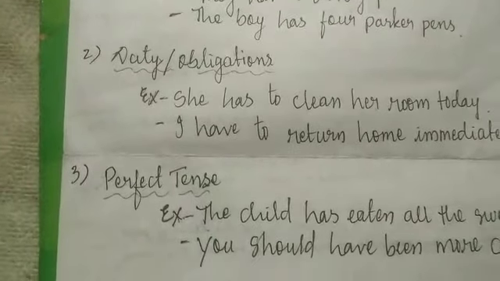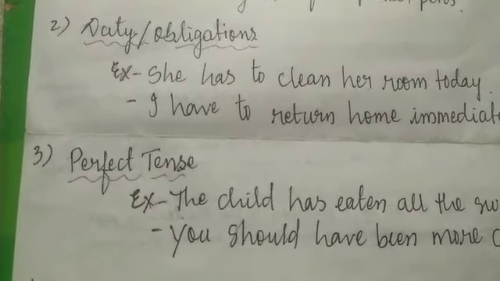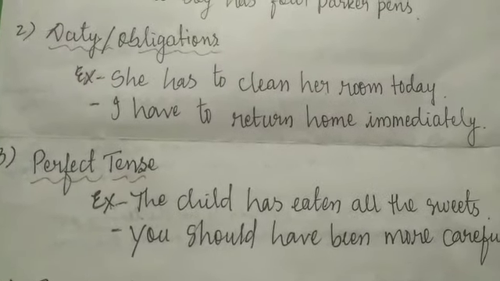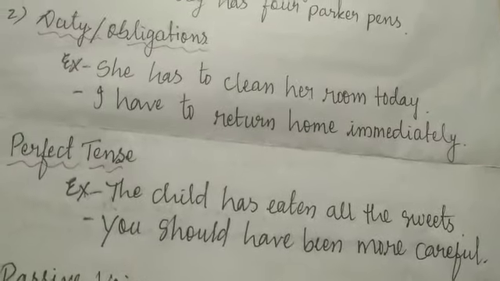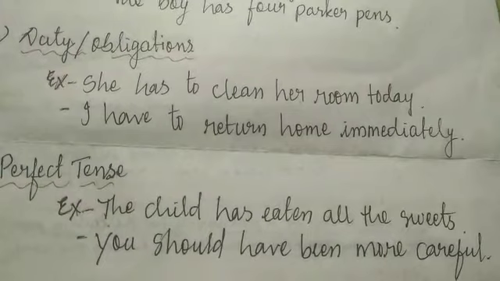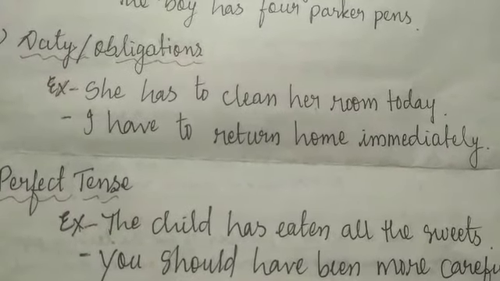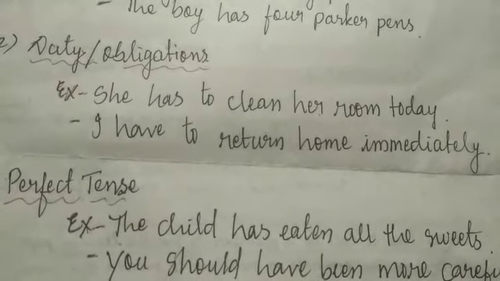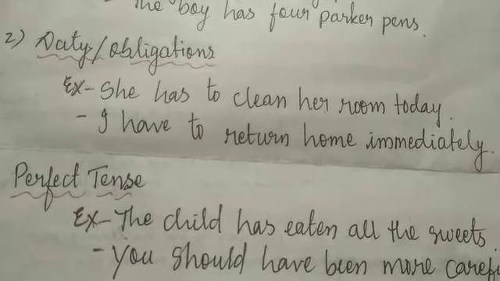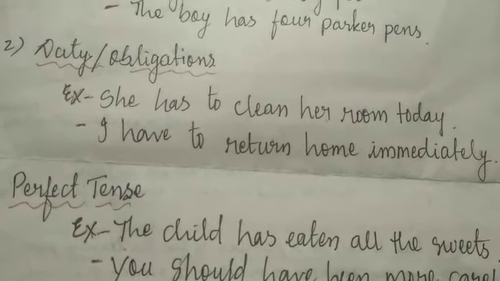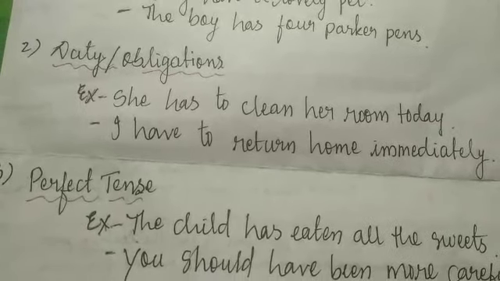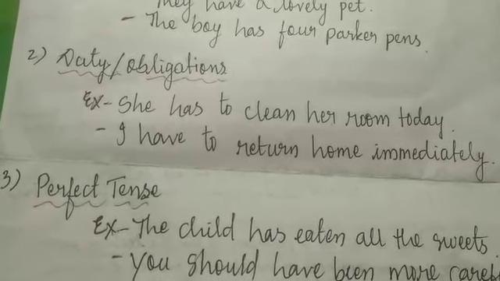Now the third function: have form is used in the perfect tense. For example, the child has eaten all the sweets and you should have been more careful. Here has eaten or have been more careful. So has or have is used in the perfect tense. That's why after has or have, we have the V3 form or the third form of the verb, which shows that the sentence is in perfect tense.